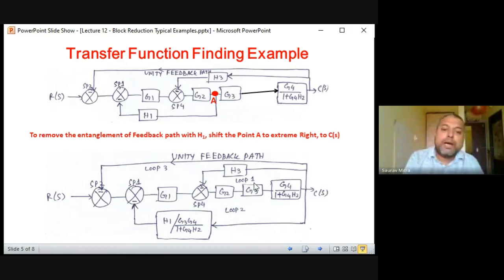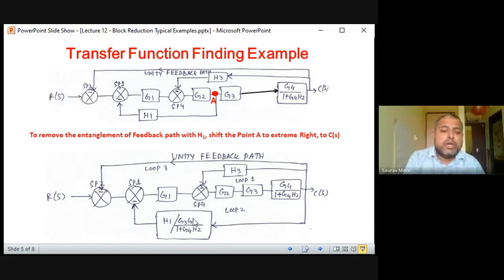So now first solve this loop 1. Now everything is very easy. Loop 1 has forward gain G2, G3, G4 divided by 1 plus G4 H2, and H3 is a negative feedback gain. This is the first loop. After you solve this, you have to solve the loop 2 below. Once the whole thing is converted into one G, you can solve it. Whatever G you find here, this G1 will get multiplied with that, and then H1 divided by G3 G4 by 1 plus G4 H2 is the feedback factor.